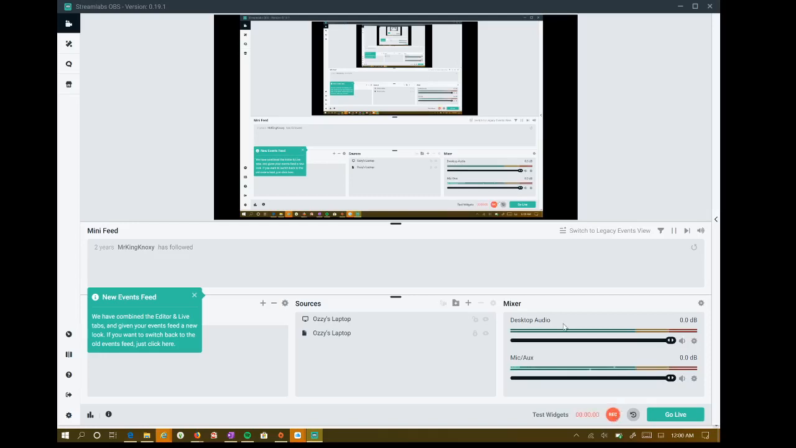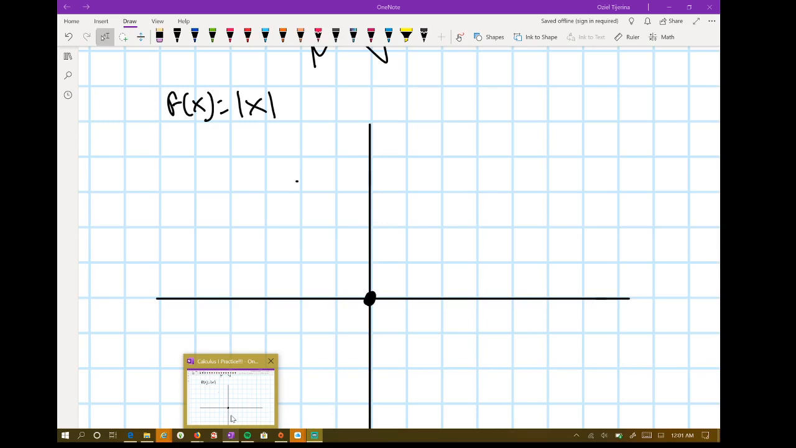Okay, so hey everyone. In this video, we are going to be doing absolute value functions. So we have the basic parent function. If you don't know what a parent function is, it's for every x. So, for the linear function, it would be x. For a quadratic function, it would be x squared. For a polynomial function, it would be like x to the n, such that n is greater than 0.